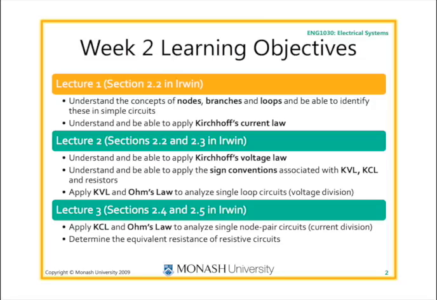Okay, 100 people, nearly everyone's saying 6. There's 1, there's 2, there's 3, there's 4, there's 5, there's 6. So they're the 6 branches, elements, components in this particular circuit.